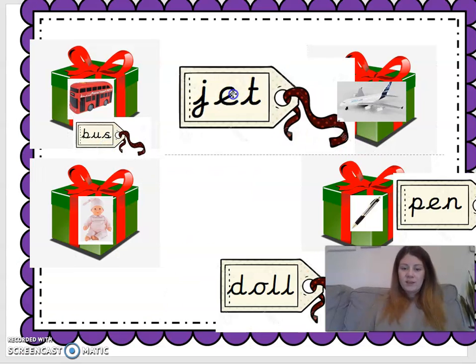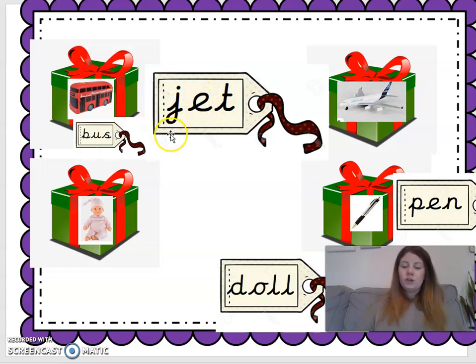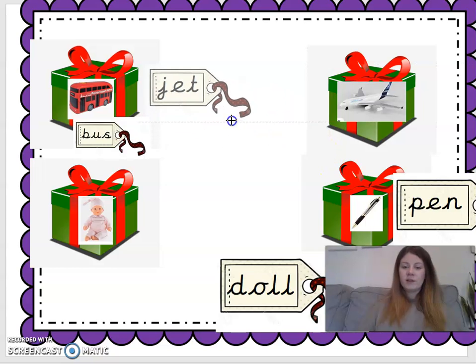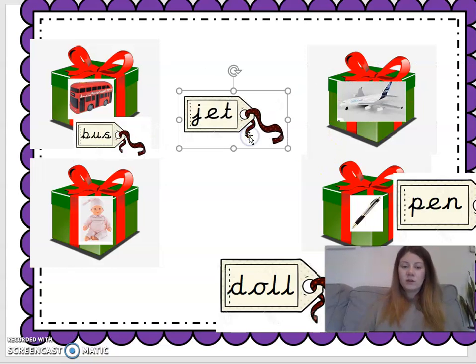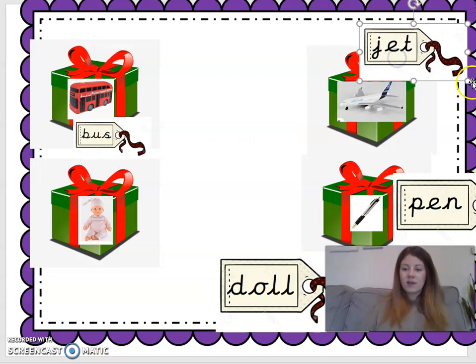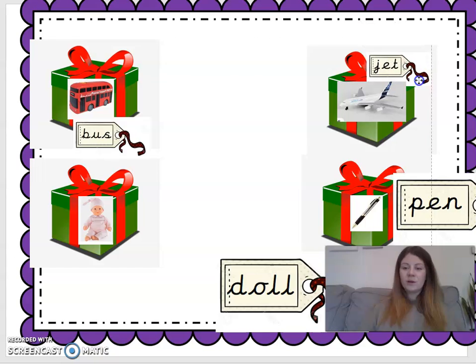Okay, let's have a look at the next one. Make it a bit bigger so you can see it. Jet, jet, jet. Which present has got a jet? Like a jumbo jet aeroplane. Here it is. Thank you for helping me match it up.